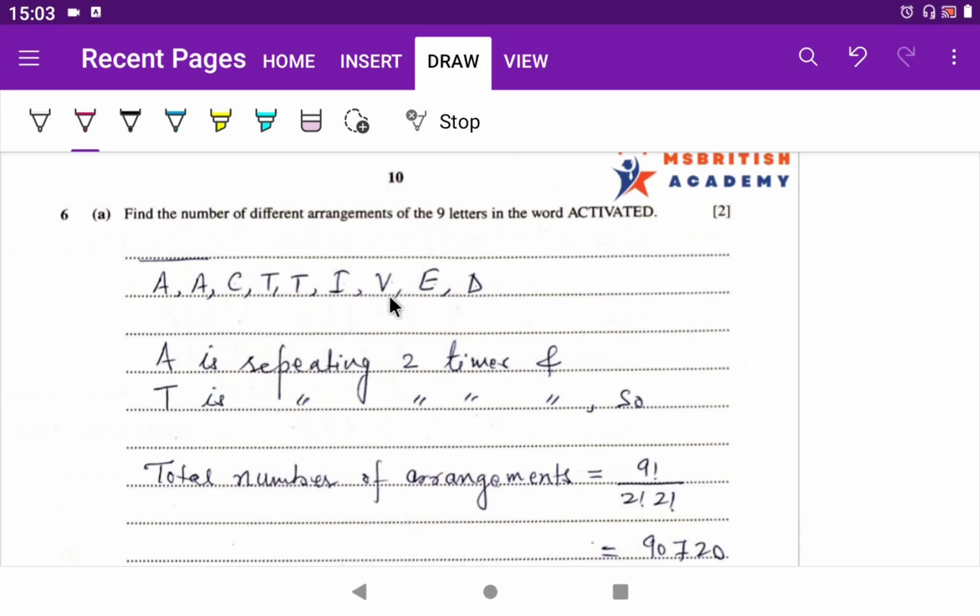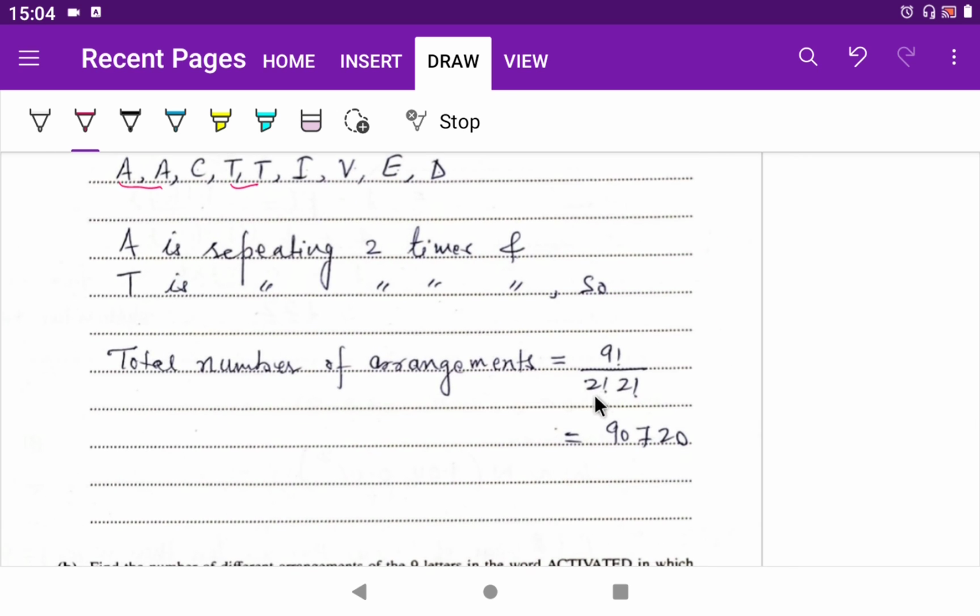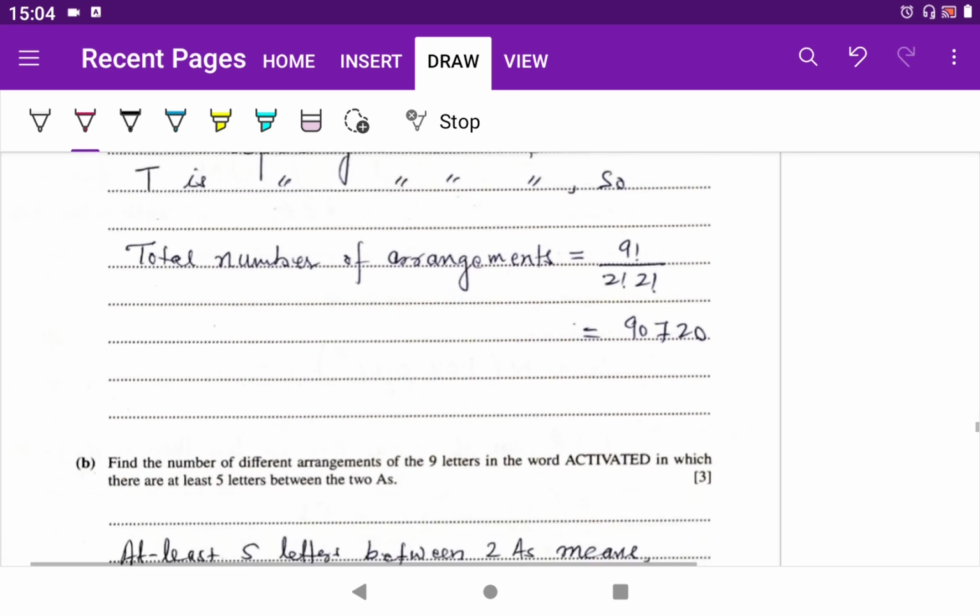Or you can randomly arrange also. So A comes 2 times, C, then T comes 2 times, I is only 1, V is only 1, E and D are different. So A is repeating 2 times and T is also repeating 2 times. So the number of arrangements possible is 9 factorial upon 2 factorial upon 2 factorial. Why 2 upon 2? Because there are 2 similar A's and also 2 similar T's, so that will be in division, 2 factorial and 2 factorial.